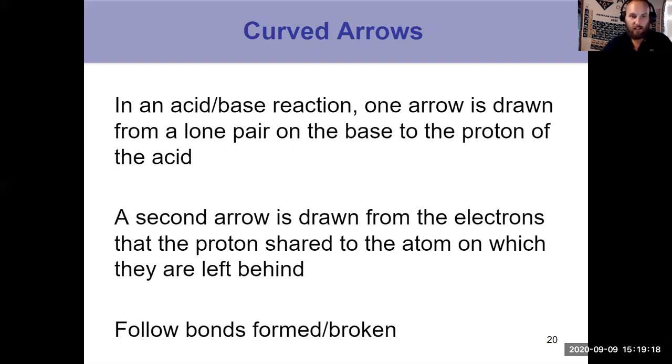Then we use a second arrow to show, with the electrons that are left behind in a bond that was previously going to that proton, where do they go? And they're typically just going back to the other atom that was sharing in that bond, but not always. And we have to use those to track the bonds that are formed and broken. This is the beginning of drawing mechanisms, which is a fundamental part of organic chemistry. Okay, so that's an important slide. Knowing how to draw those arrows is huge.